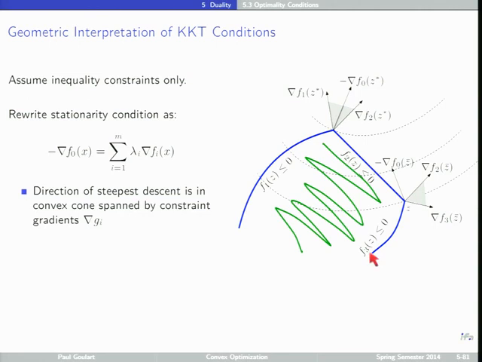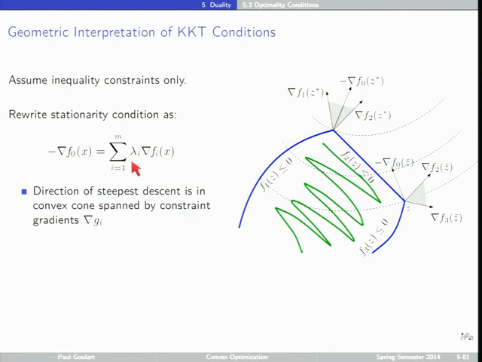And then if I rewrite this stationarity condition, if I just rearrange the terms a little bit, I would find, again, if I have only inequality constraints, that the negative gradient of the objective function has to be equal to some weighted combination of the gradients of the constraints. So this is the direction pointing downhill. And these gradients of the f_i's are the directions pointing out from each one of the constraints.